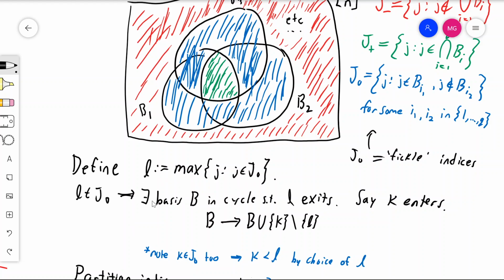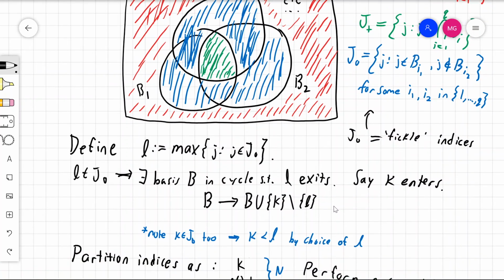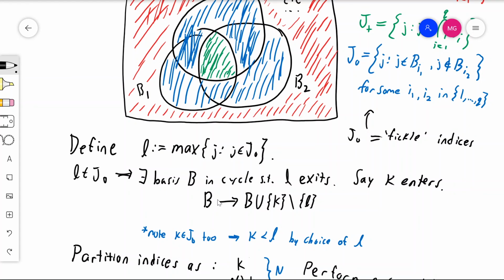It's a fickle index, so that must mean that there is a basis B in this cycle of bases that we're considering, such that L exits the basis, because it's fickle, so it has to leave at some point. And so let's say K enters the basis. So K is entering and L is exiting. We go from basis B to this next basis, where K enters and L exits. So that's what basis B will be. It'll be a basis such that L is leaving.